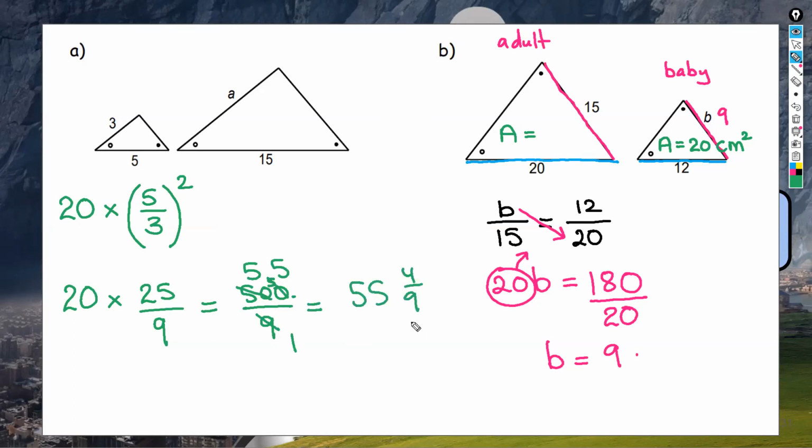Okay, so either way, you're going to get it correct. Somebody corrected me. It's 55 and 5 9s. My mistake.